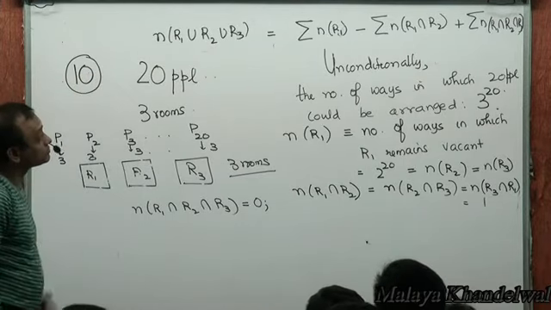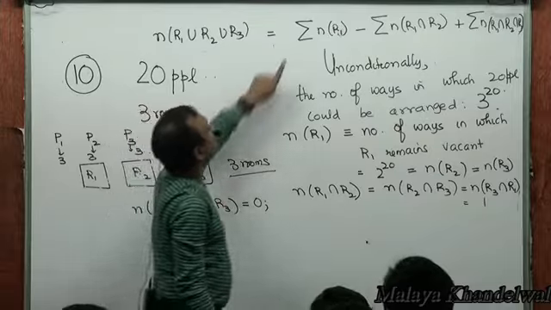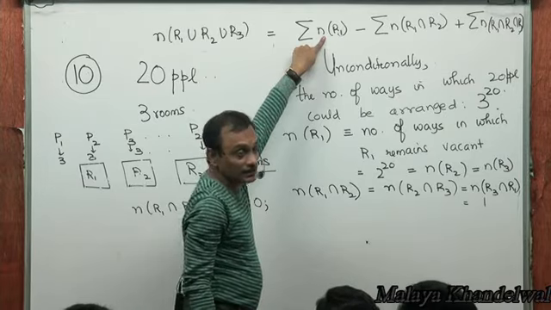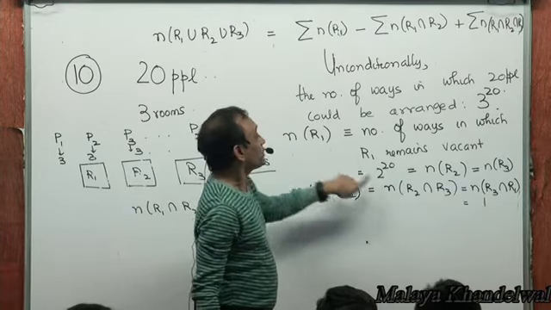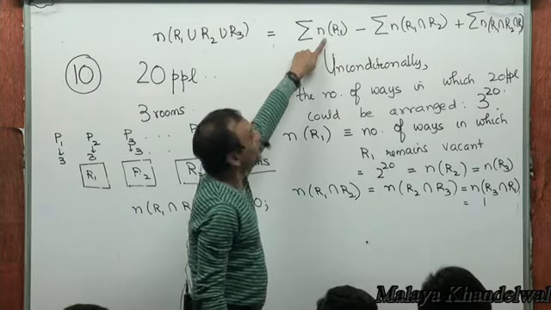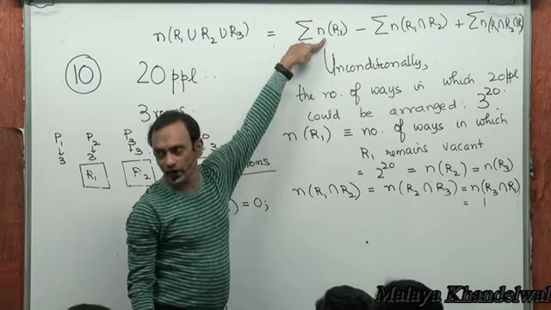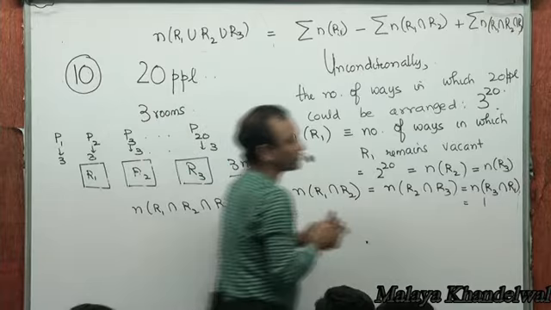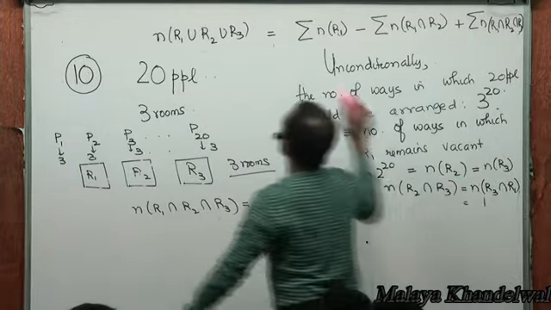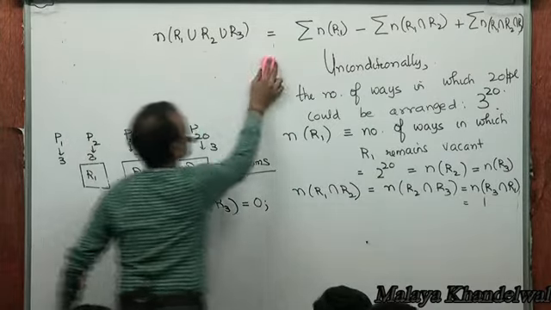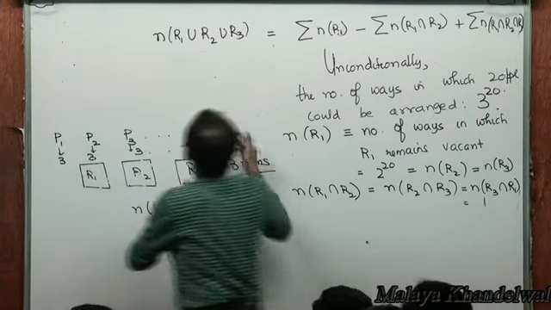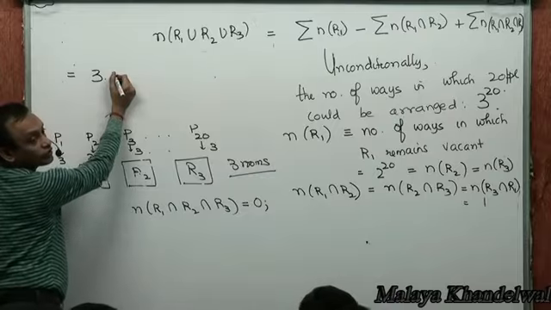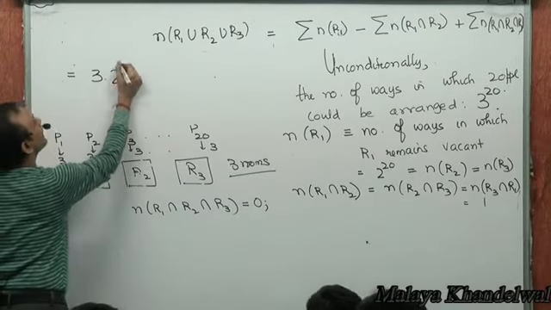Now, in this case, this is NR1 plus NR2 plus NR3, and each of them is 2 to the power 20. There are 3 terms here, NR1, NR2, NR3, and each of them is 2 to the power 20. So the summation of NR1 is 3 into 2 to the power 20.